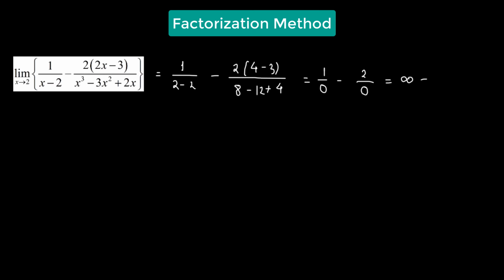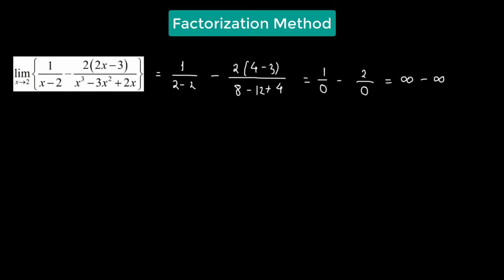So here we have to find out the limiting value of the given function when x approaches 2. So let us begin by doing a direct substitution. So we'll get 1 over 2 minus 2 minus 2 times 2 is 4. So we have 4 minus 3 divided by 2 cubed. So that will be 8 minus 3 times 2 squared. So that is 4. So 3 times 4 will be 12 plus 2 times 2 will be 4. So we have 1 over 0 minus 2 times 1, which is simply 2, divided by 0. So this is giving us an indeterminate form of infinity minus infinity.